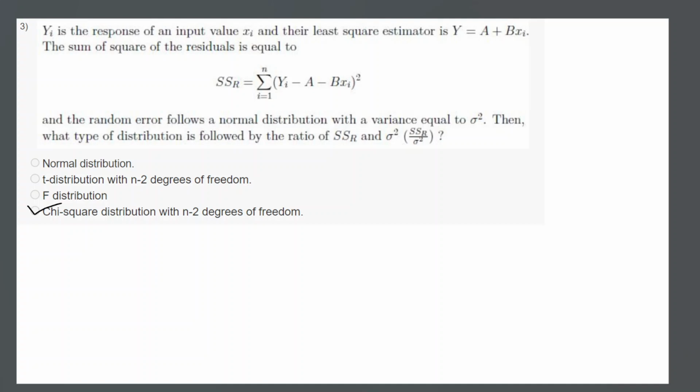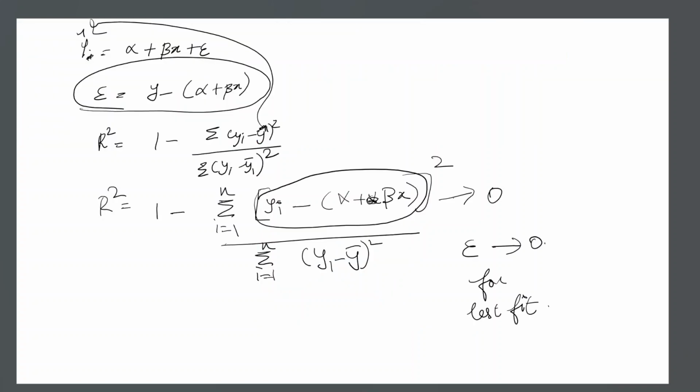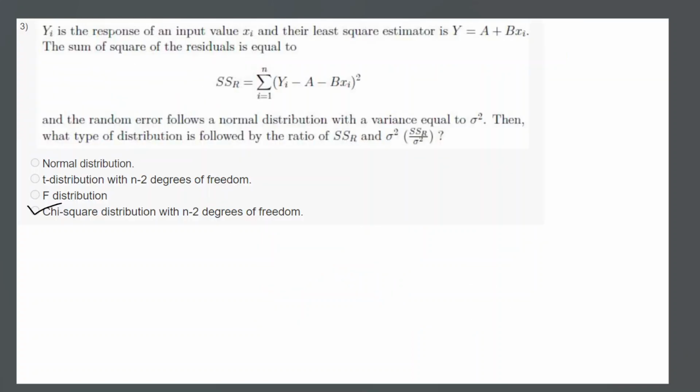Moving on to the third question. So the expected value of the error term is 0. That is the answer for the previous question, and we have proved it also.